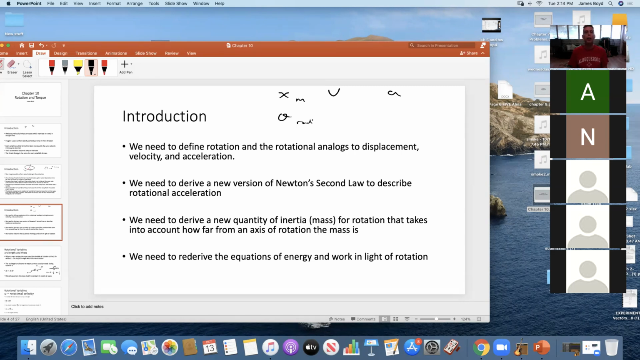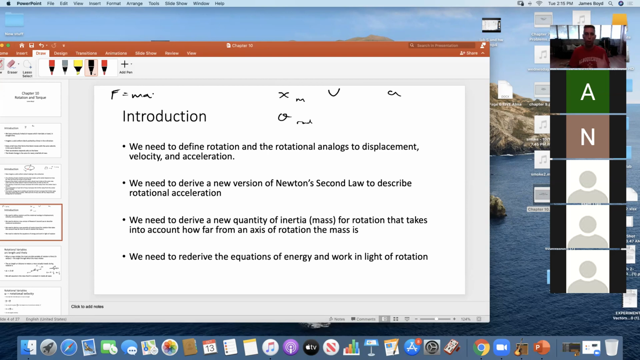Another problem is, and this goes back to day one pretty much, we talked about force equals mass times acceleration, and how mass is actually a measure of how resistant an object is to being accelerated. We tend to think of it as weight, which is wrong, because weight is the force of gravity. We tend to think of it as the amount of stuff, but what it really is is how much a system or an object resists change, how much inertia it has. It's a measure of the inertia. And so we need to come up with a new quantity of inertia for an object that rotates.